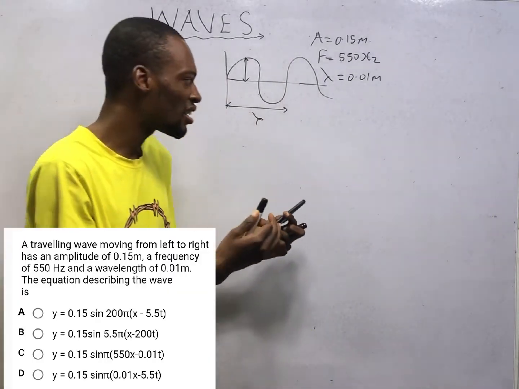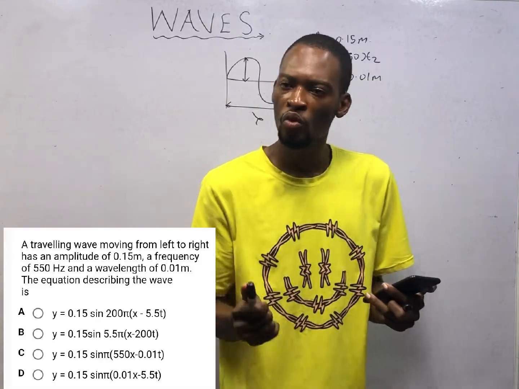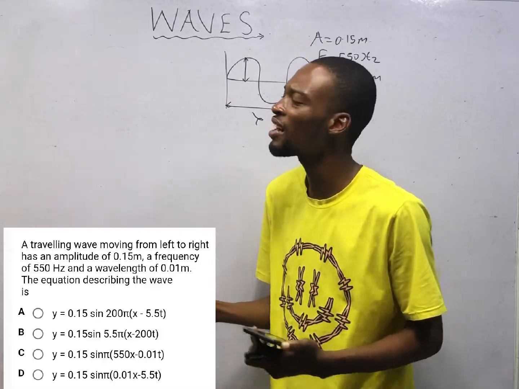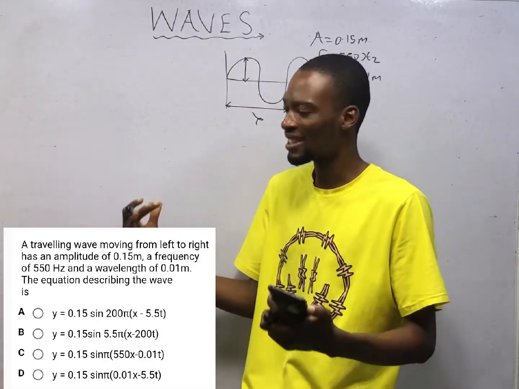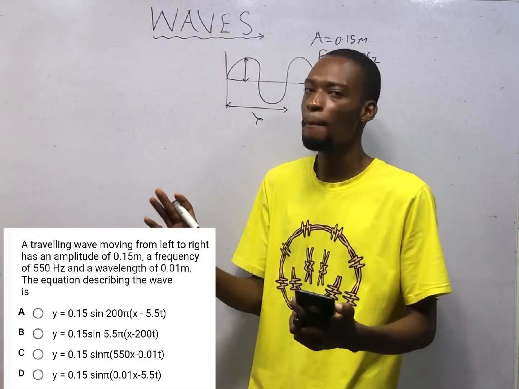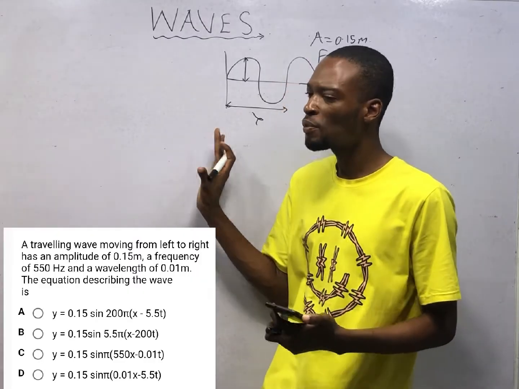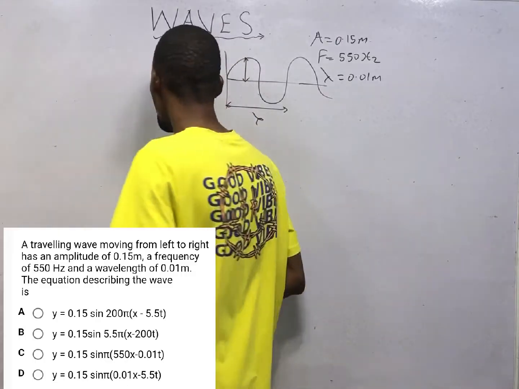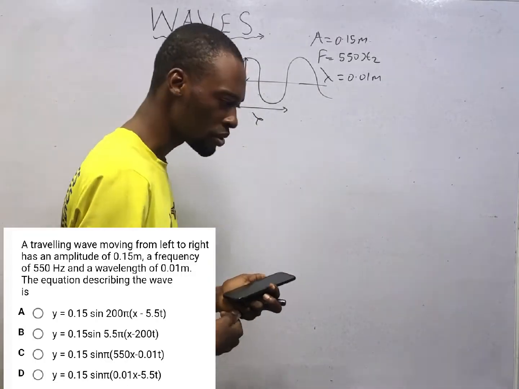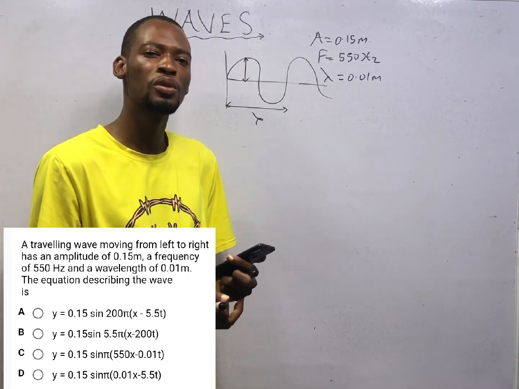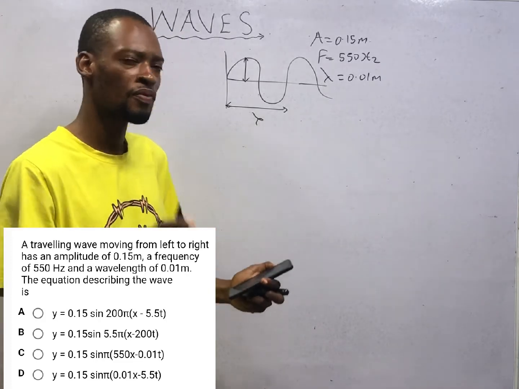Now, earlier we solved a question, but in that question we were given the equation of a traveling wave and asked to look for certain parameters. But in this case, we are given parameters and asked to arrive at the equation. Now take a look at these facts. They will help you solve a lot of questions.